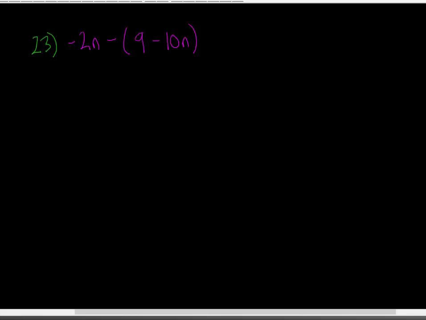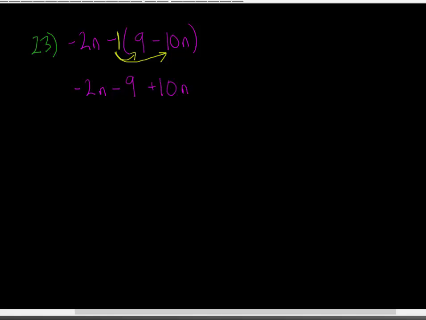Here for number 23 on the classwork, start by distributing this negative. You can pretend there's a 1 right there. You've got a -1 that you're distributing across the subtraction inside the parentheses. So since we've done nothing to the -2n, we'll just bring that straight down. But now -1 times +9 is -9, and -1 times -10n is +10n.